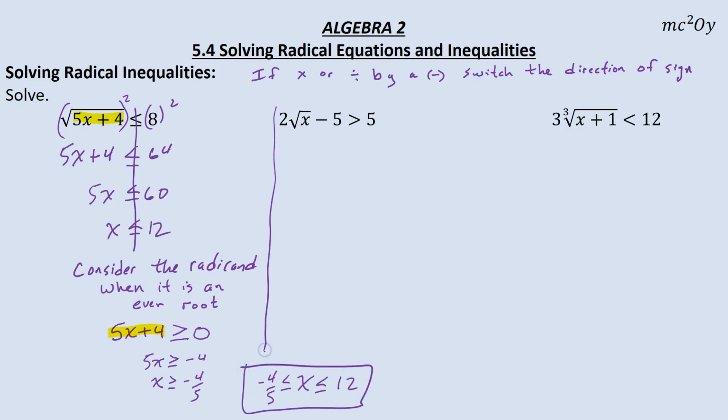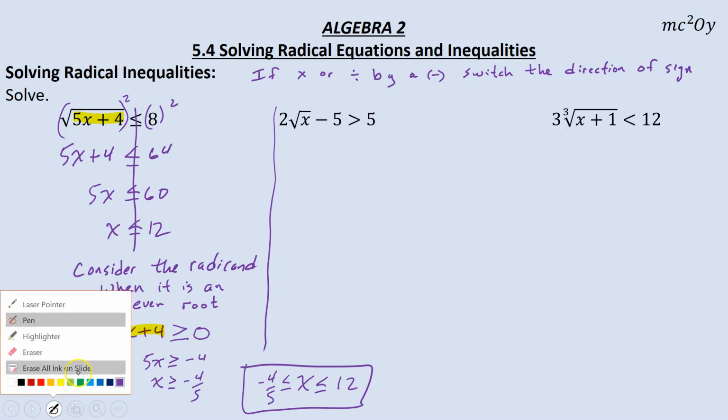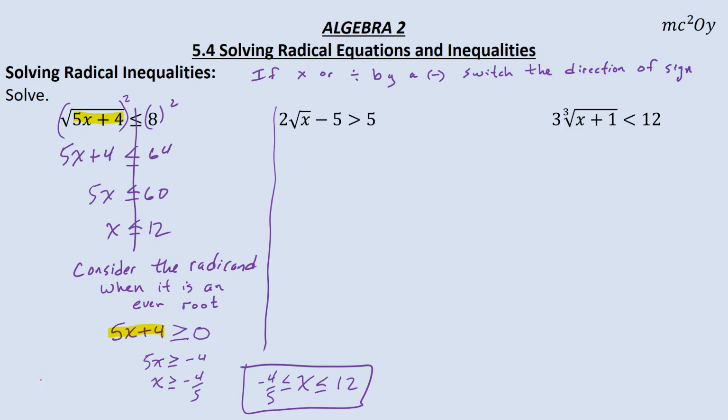All right. I'm going to switch colors to help us out on this next one here. Okay, so next one here, we're going to go ahead and add 5. All right, so we get 2 root x is greater than 10. Divide by 2, root x is greater than 5. And square both sides. Get x is greater than 25.